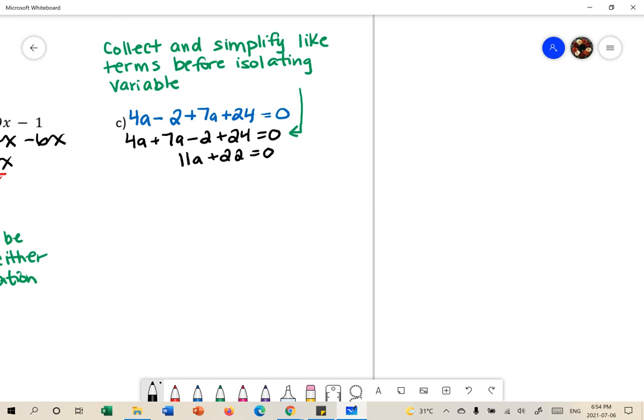And now I'm going to move my +22 over to the right side so that I can begin isolating for a. So it's going to become its opposite. And then I'm going to divide both sides by 11 to cancel out the 11, and so that a is alone. -22 divided by 11 is -2.